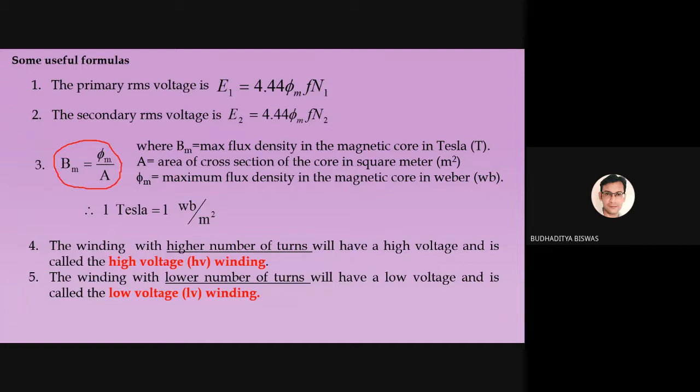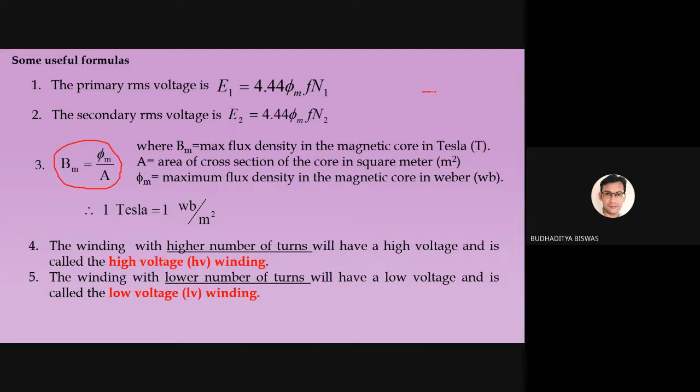That is very easy to understand. Phi is the maximum flux, which is the maximum number of lines of flux actually flowing through the core. If we divide it by the core cross-section area A, then we get the flux density. Bm is the maximum flux density in the magnetic core in Tesla. The flux density may be either Weber per meter square or Tesla.